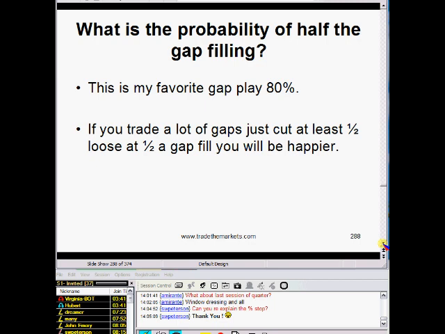So gaps fill on average 76% of the time. They fill half their gap 80% of the time. So if you get a 40-point gap on a Thursday on the Dow Minis, pretty much you're going for the first 20 points, and you're going to exit half, in most cases 3/4 of the position, then just manage the last quarter. Okay? Does everybody understand that?